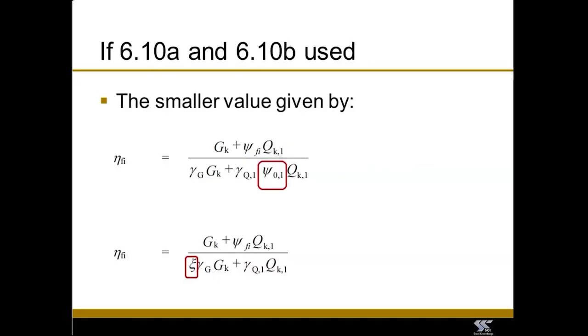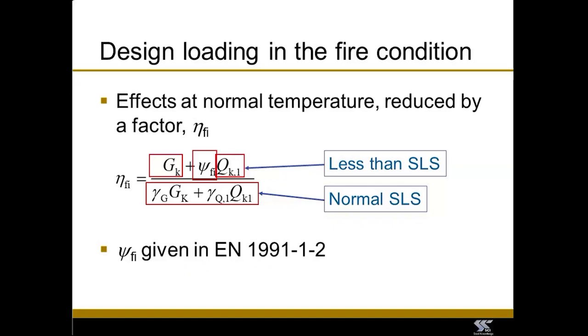If we had calculated our design values at ambient temperature according to expressions 610A and 610B out of EN 1990, and I hope you know all about that. If I go back to this slide, this slide is based on expression 610 out of EN 1990. In EN 1990, you have an option. Do you want to calculate your design actions according to expression 610, or do you want to calculate them according to the most onerous of 610A and 610B?